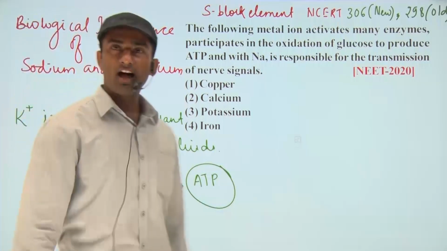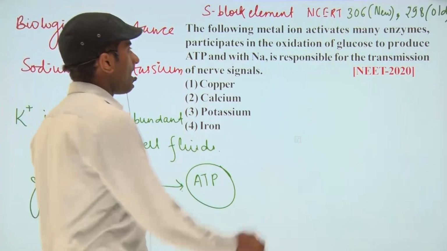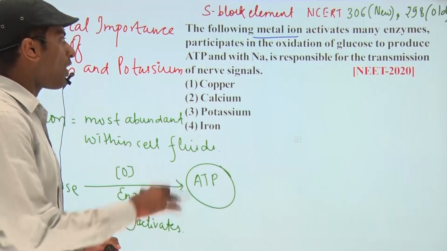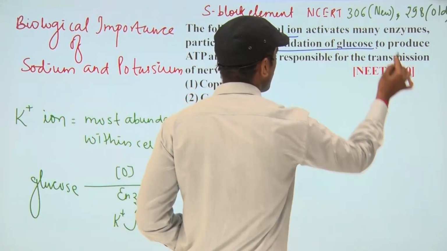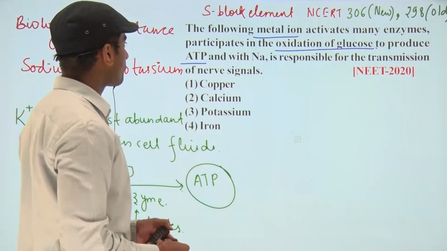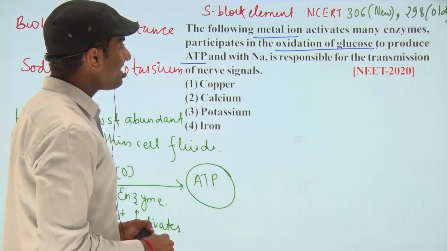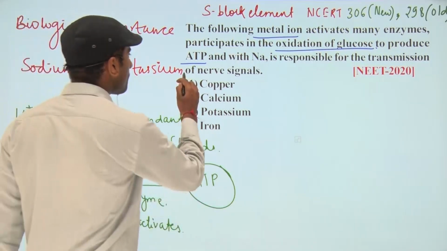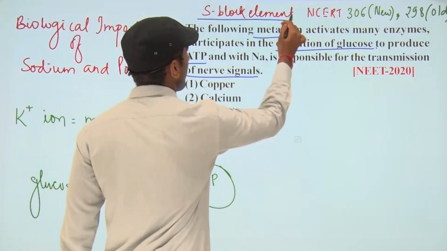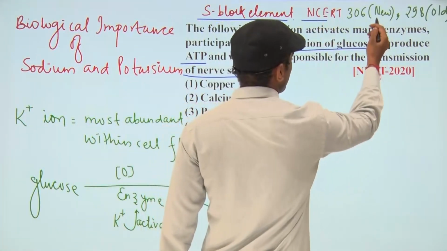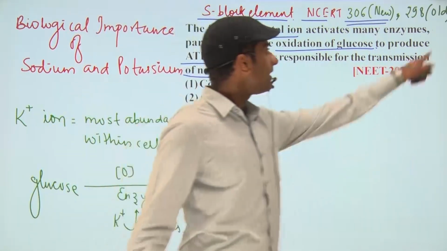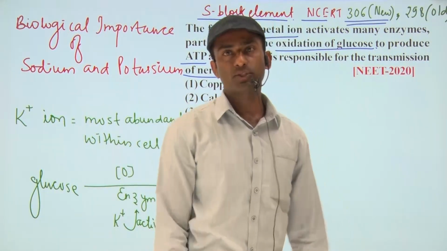Clear? This question is asking that the following metal ion activates many enzymes, participates in the oxidation of glucose to produce ATP, adenosine triphosphate, and with the sodium is responsible for the transmission of nerve signal. This is taken from the NCERT of S block element. You can see that as far as the new NCERT is concerned, you will get this at the page number 306, while in old NCERT, the page number is 298.